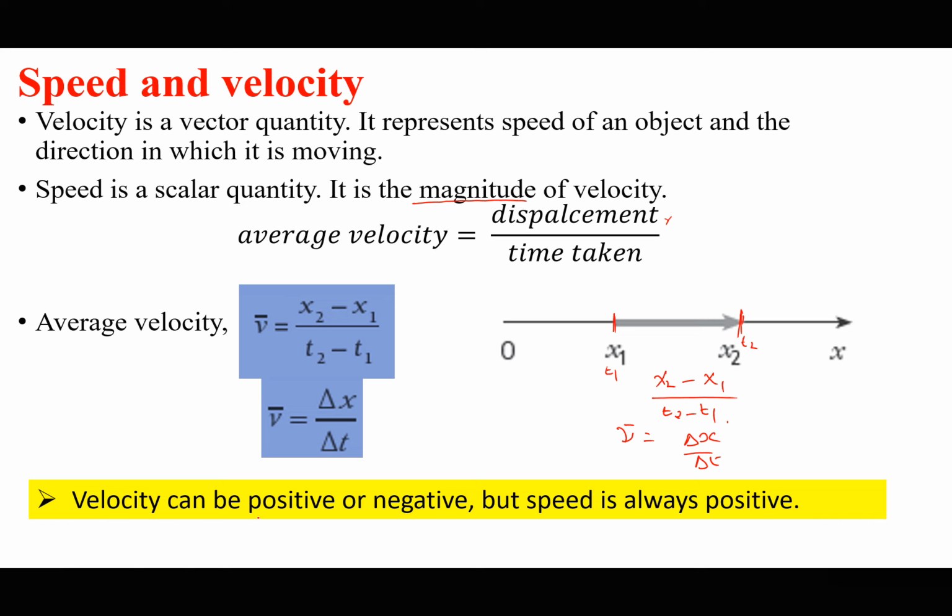So velocity can be positive or negative, but speed will always be positive. When we talk about speed alone, because it is a scalar quantity, we shall always consider it as only positive. So let's summarize the difference between speed and velocity.